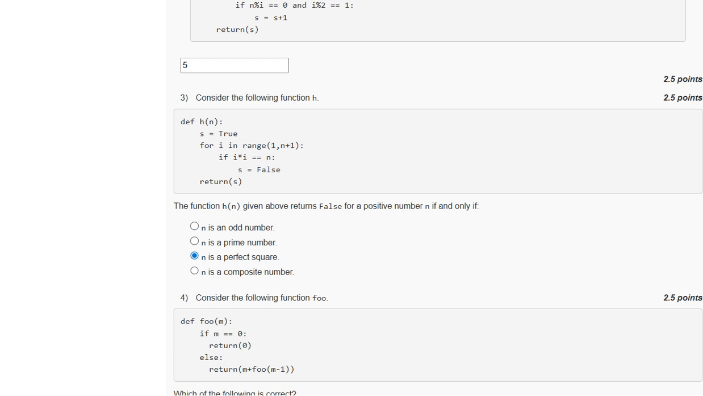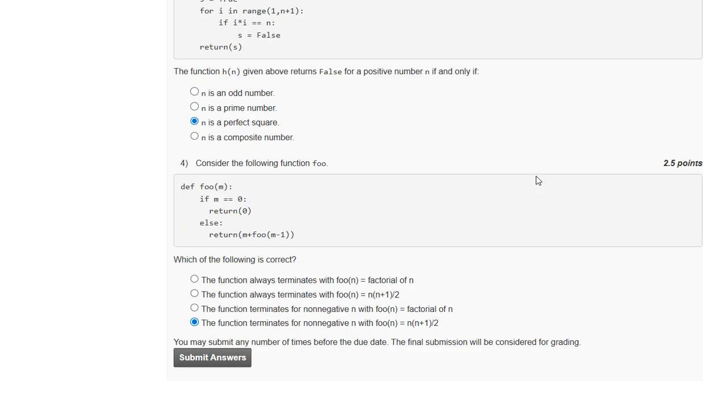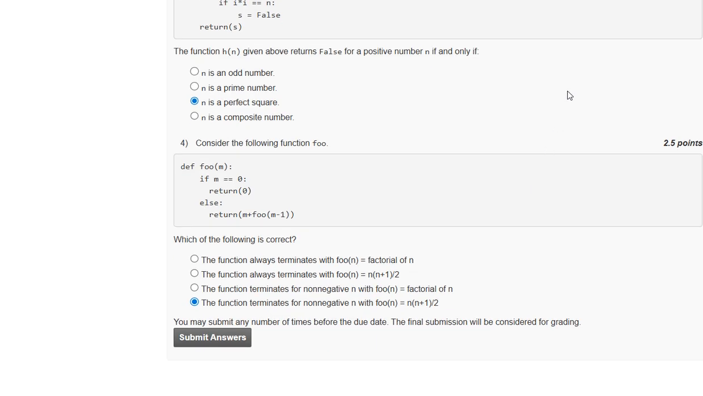Next, fourth question. Consider the following function foo. If m is equal to 0, return 0, else return m plus foo of m minus 1. So let us assume that m is equal to 10. So m is not equal to 0, so it will not return 0, but it is going to return m plus foo of m minus 1, that is 10 plus foo of 9.